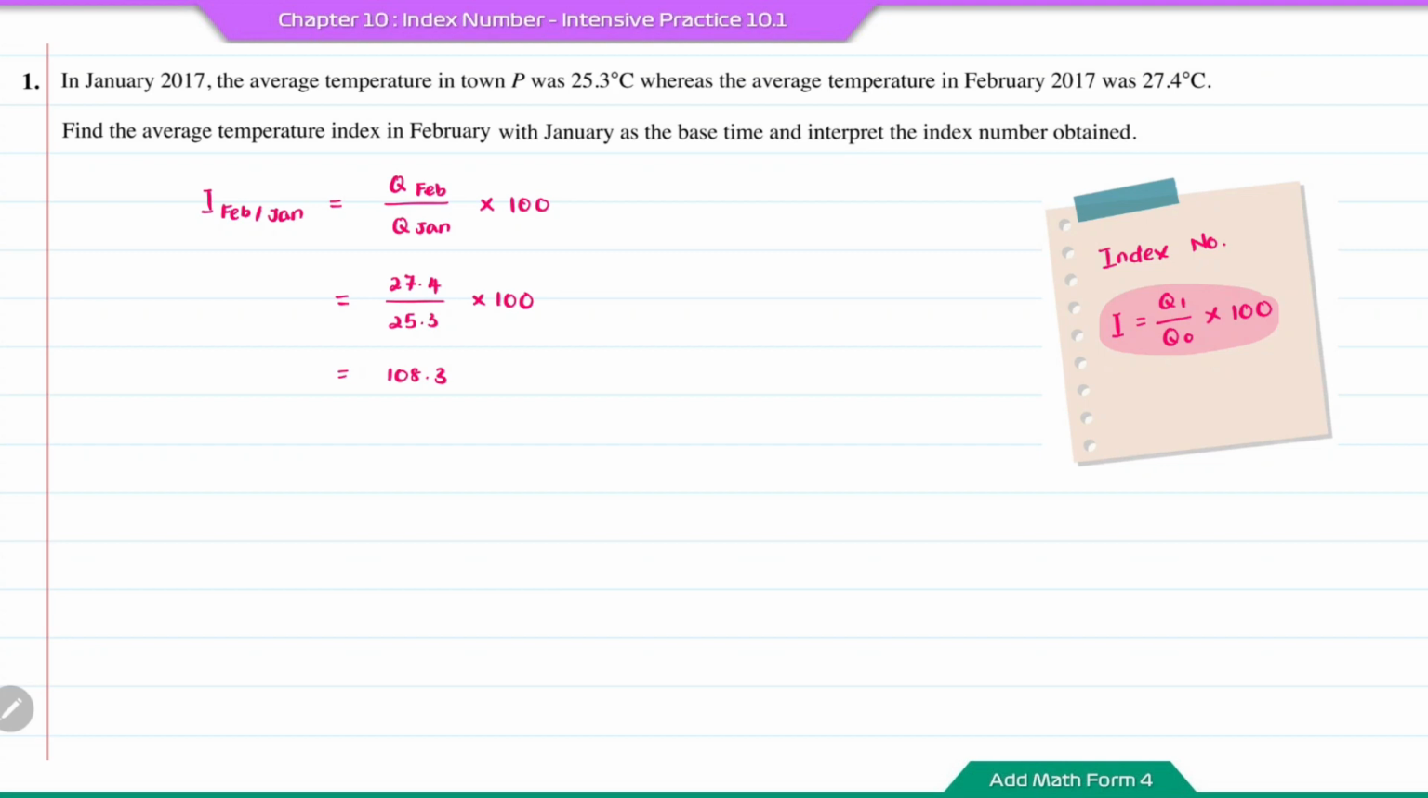When the value of the index number is more than 100, it means there is an increase when compared to the base year. To find the increase in percentage, we take 108.3 minus 100. Therefore, the increase in percentage will be 8.3%. Therefore, the interpretation of the index number of 108.3 is that the average temperature in town P increased by 8.3% in February 2017 compared to January 2017.